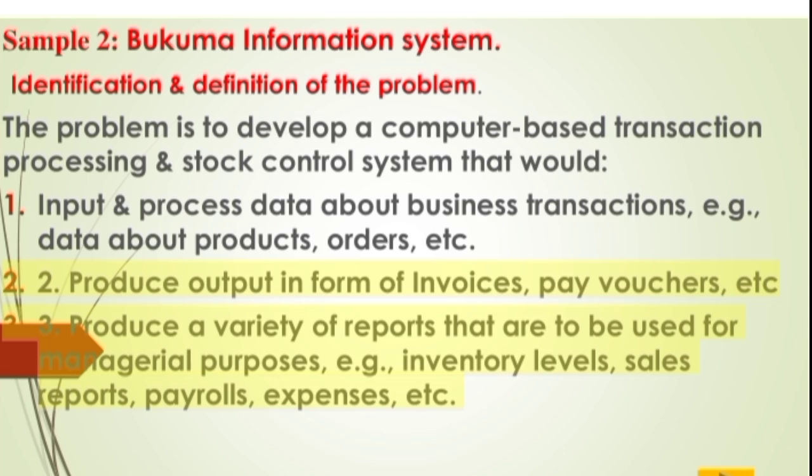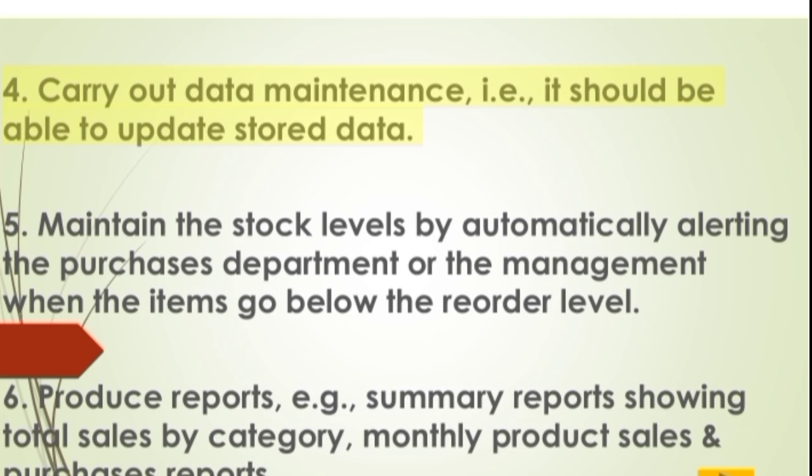3. Produce a variety of reports that are to be used for managerial purposes, e.g., inventory levels, sales reports, payrolls, expenses, etc. 4. Carry out data maintenance, i.e., it should be able to update stored data. 5. Maintain the stock levels by automatically alerting the purchases department or the management when the items go below the reorder level. 6. Produce reports, e.g., summary reports showing total sales by category, monthly product sales and purchases reports.